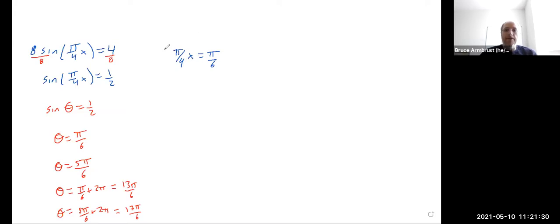All right, well, I'll just multiply both sides by 4 over pi. The pi's are going to cancel. 4 over 6 reduces to 2/3. So there is one number, and this is the smallest positive number, that if I plug in here is going to give me a true statement. Because 2/3 times pi over 4 will be pi over 6. Sine of pi over 6 equals 1/2. 1/2 times 8 equals 4.